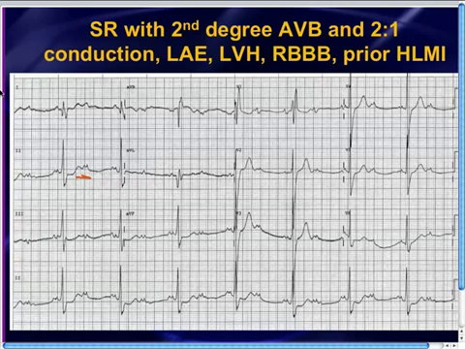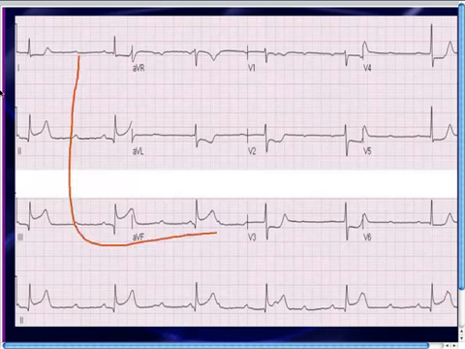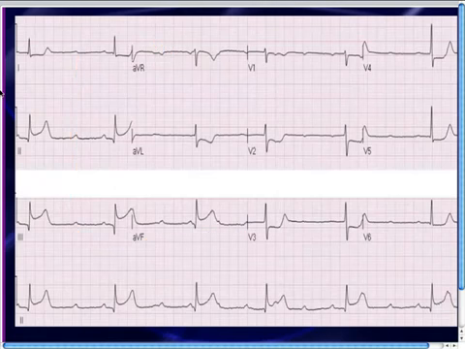All right, so let's go to the second case that he sent me. And this is perhaps a little bit more straightforward, but once again, you take a look at the rhythm. The P waves are upright in 1, 2, 3, and F, and inverted in AVR. That means that this is sinus in origin. And if you map out those P waves, they're going at a rate right about 100 beats per minute. So we'll call this sinus tachycardia. So we'll start with sinus tachycardia.